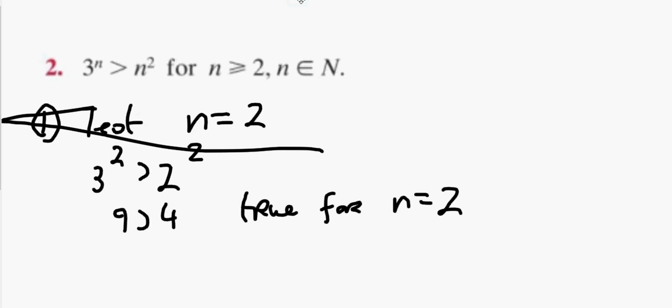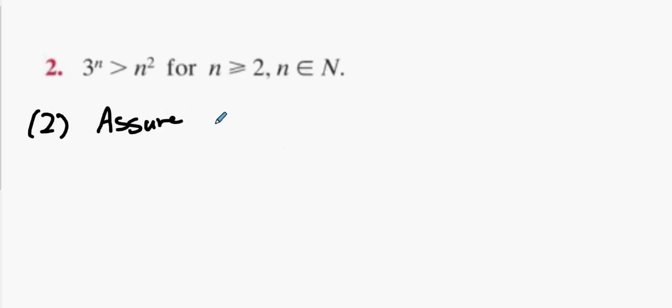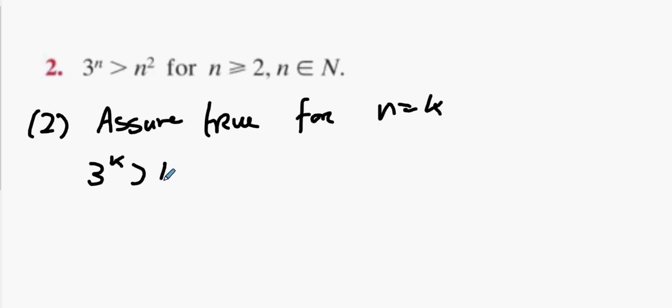Next thing, step 2: assume true for n equals k. So here's what we're going to do. Assume true for n equals k, such that 3 to the power k is greater than k squared for k greater than or equal to 2, k an element of the natural numbers.